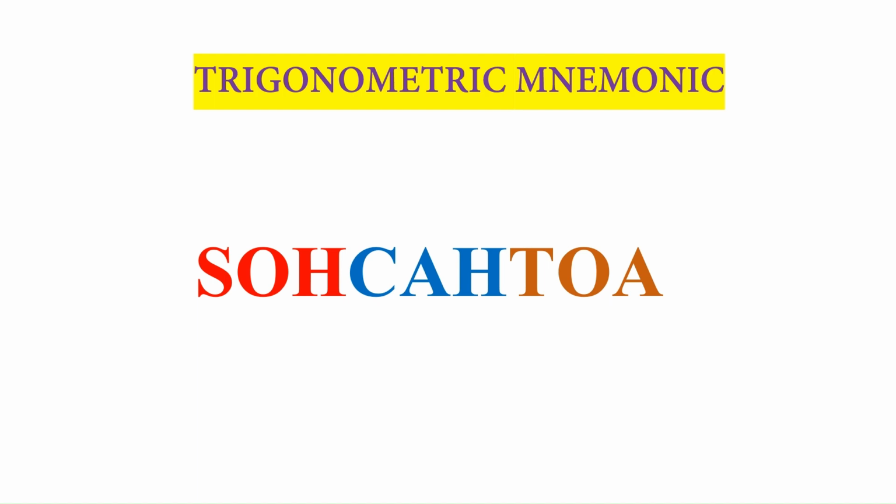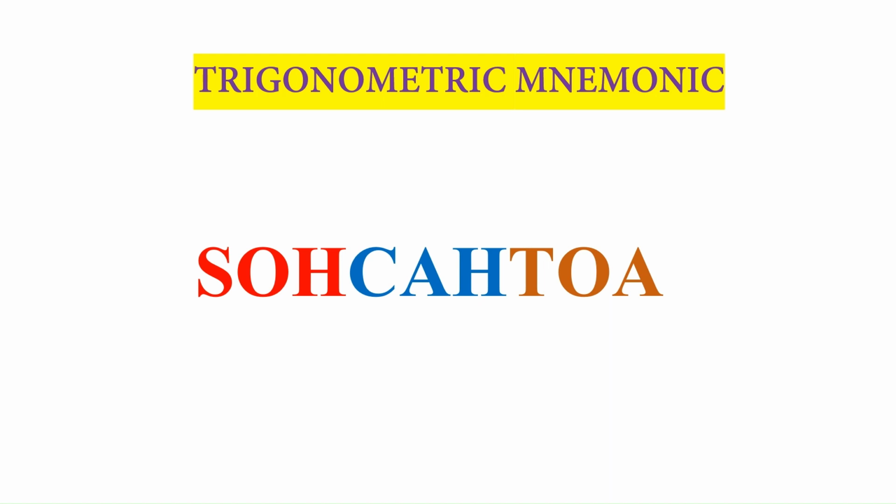And the last one, TOA, is for the tangent value, meaning the tan value. Tan A is equal to opposite upon adjacent. O from opposite and A from adjacent makes TOA. So SOH is for sine, CAH is for cos, TOA is for tan. SOHCAHTOA is a mnemonic to remember these three ratios.